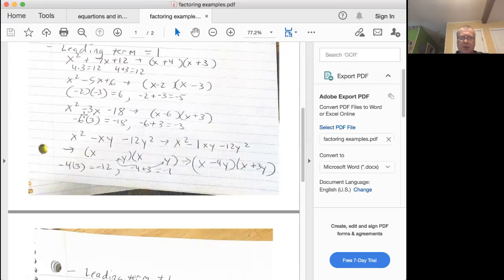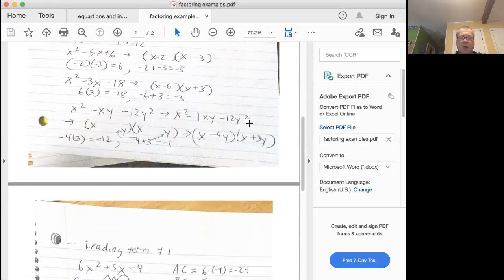Another example, x squared minus 3x minus 18. Same idea. We need numbers that multiply to be minus 18, so one of them is going to have to be negative, and add up to be minus 3. In this case, that would be minus 6 times 3, which is minus 18, and minus 6 plus 3 would be minus 3. So we write x minus 6 and x plus 3. Somebody always asks, what if I put the plus 3 here and the minus 6 here? Doesn't matter.